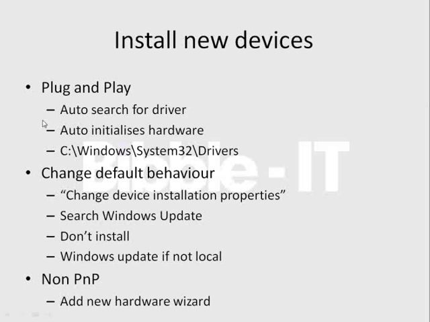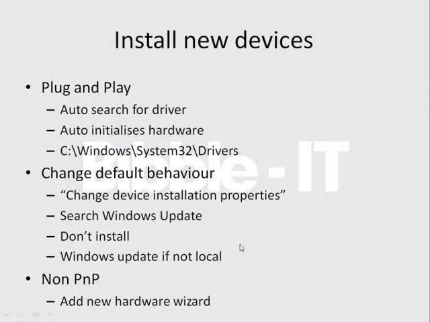The process to start with is it will automatically search for the driver. The default path is C:\Windows\System32\drivers. After it finds a driver, it will then automatically initialize the hardware. If it doesn't find a driver, it will go away and ask if it can look on Windows Update. You are able to change the default behavior for that if you want to. The options you get: you can search Windows Update, don't bother trying to install any new hardware, or only check Windows Update if you can't find a driver locally.